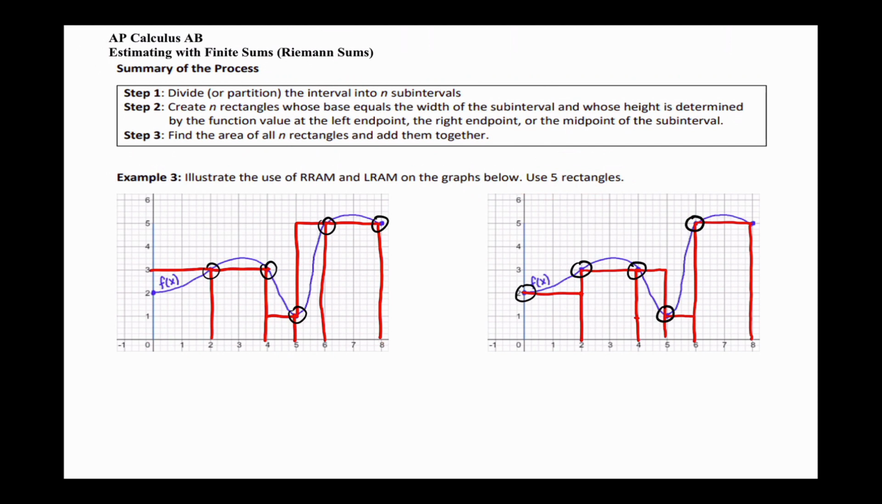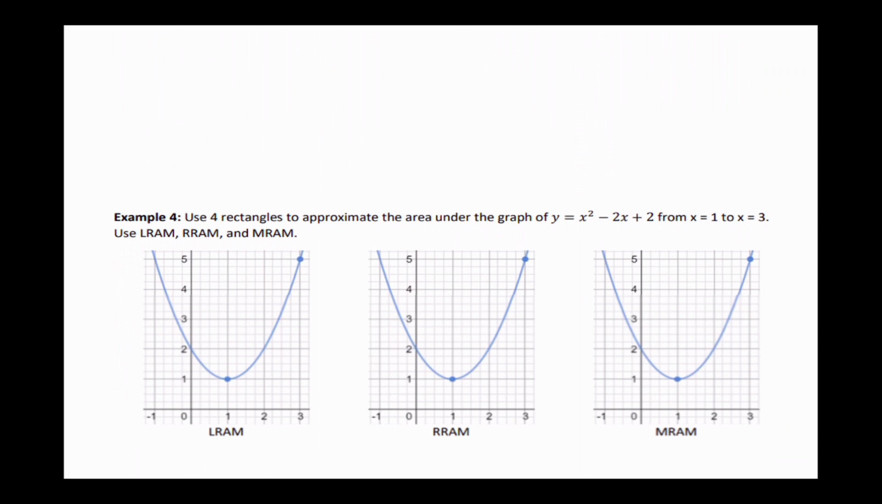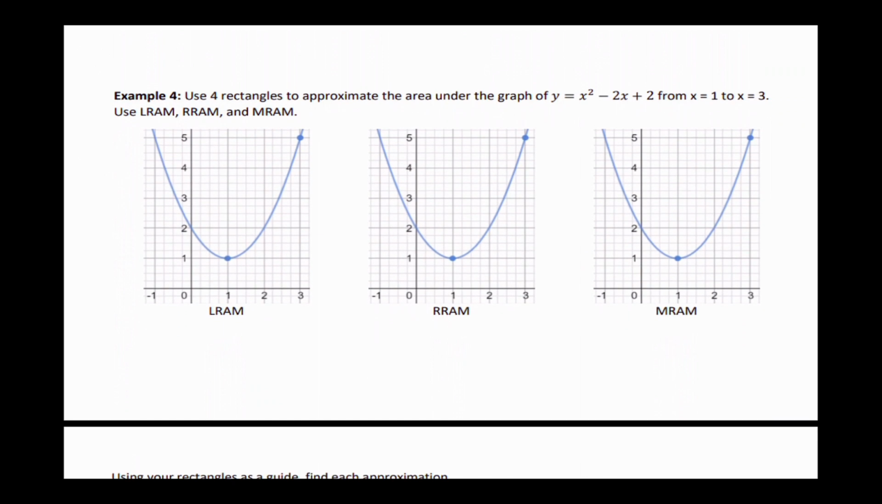We don't have to find the area. It doesn't say find the area, it just says illustrate it. That's the difference. So that's how you do LRAM and RRAM. LRAM, the top left touches. RRAM, the top right touches. MRAM, the middle touches. Okay, so we're going to do an actual example, one of each.